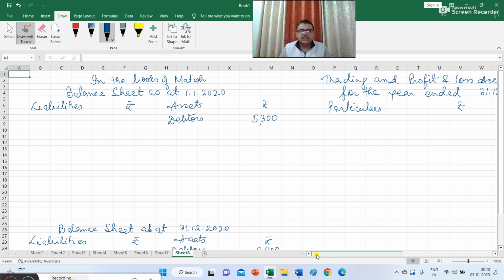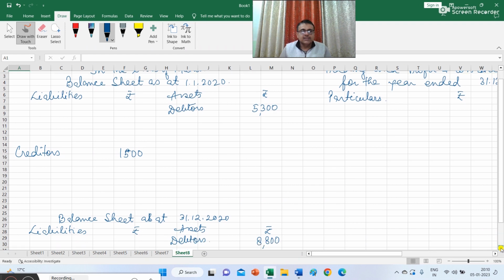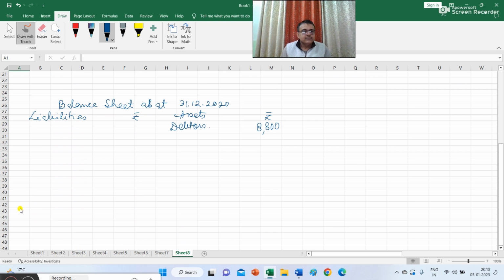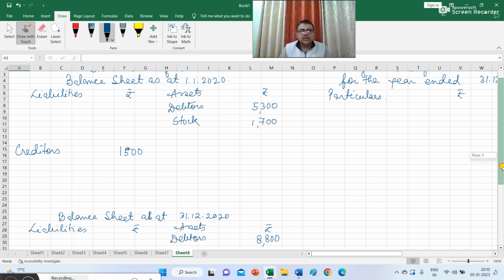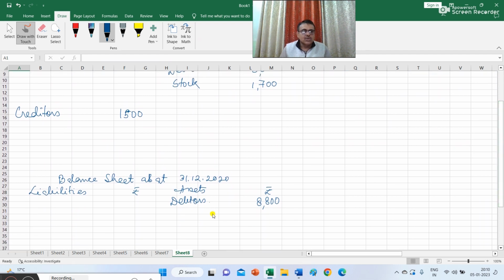And in the opening balance sheet, I will write the creditors 1,500, and in the closing balance sheet I have to write creditors 1,950. Next we have the stock. So the opening stock I am writing in the opening balance sheet as 1,700, and the closing stock I have to write in the closing balance sheet as 1,900.